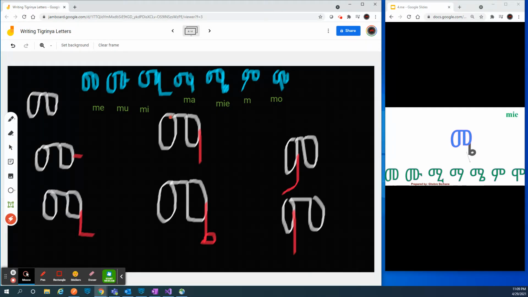Please practice this and make sure that you write it correctly.